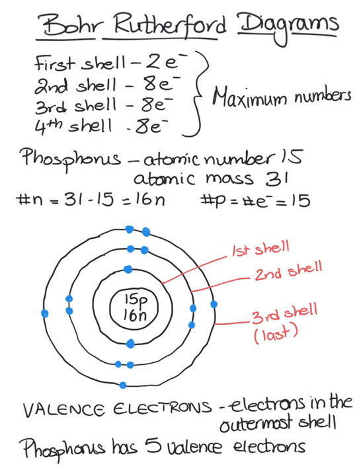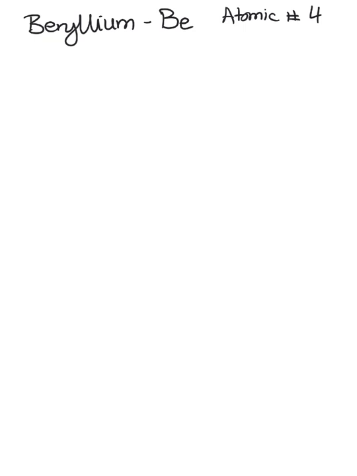Let's try one more example together. Let's look at the element beryllium. Beryllium has the symbol Be, and if we look at the information that we have from the periodic table, it has an atomic number of 4, and it has an atomic mass of 9. So that gives us a lot of information that we need for our nucleus. So atomic number of 4 means that we know right away it's going to have 4 protons in the nucleus.